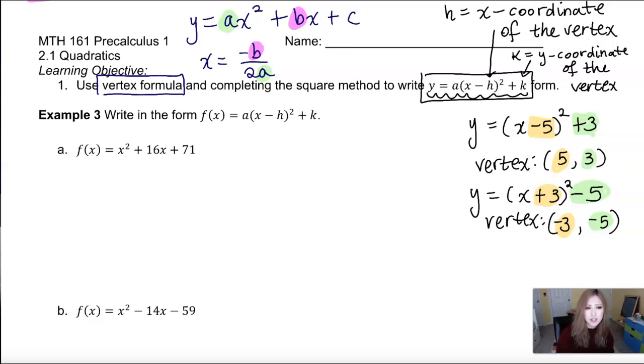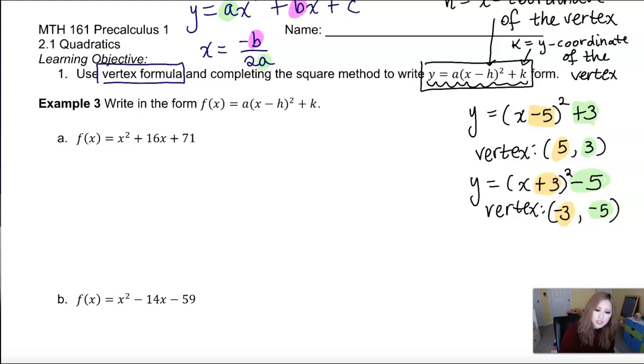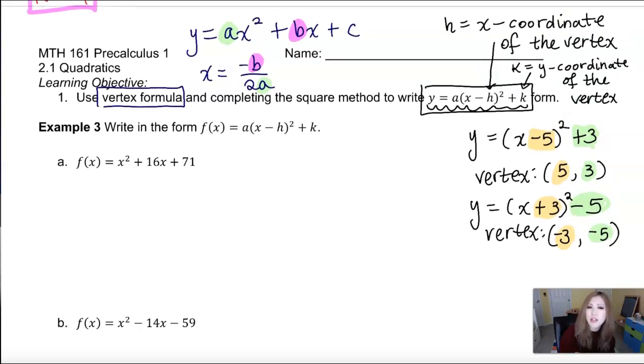All right, let's take a look at the first one. The direction is to write in the form f of x equals a times the vertex form. I'm going to highlight some important numbers or variables for you. You need to identify the a value first. And the next thing you need is your h value. H is the x coordinate of the vertex.